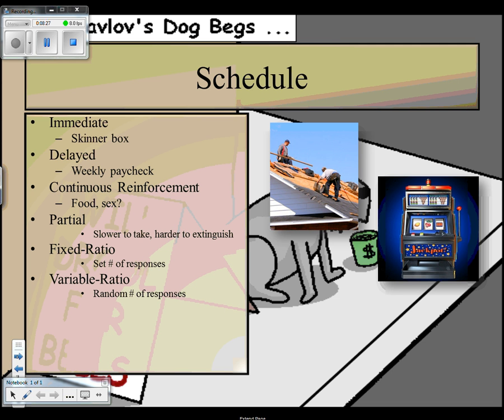The second then is variable. So notice we changed one of these two. We still have a ratio, so it's based on a number of responses. But now you don't know how many things you have to do before you get your reward.